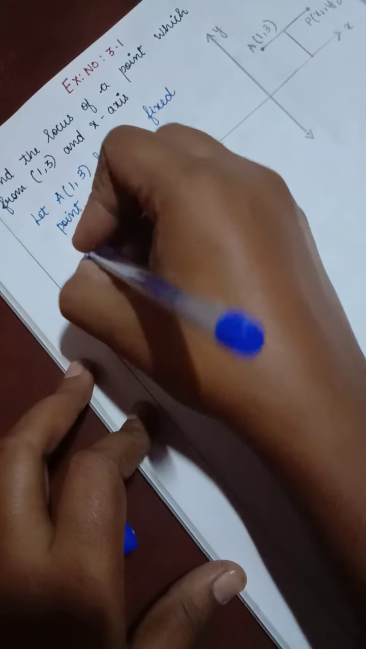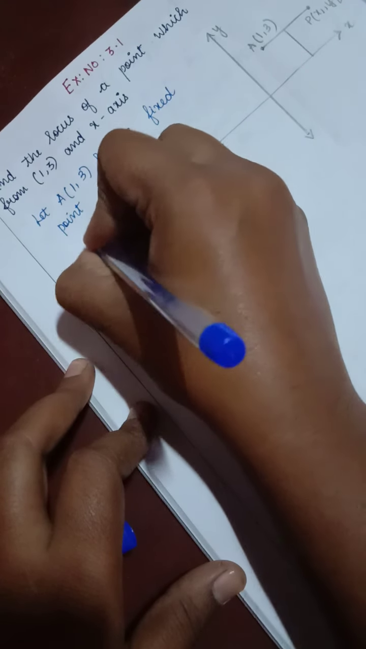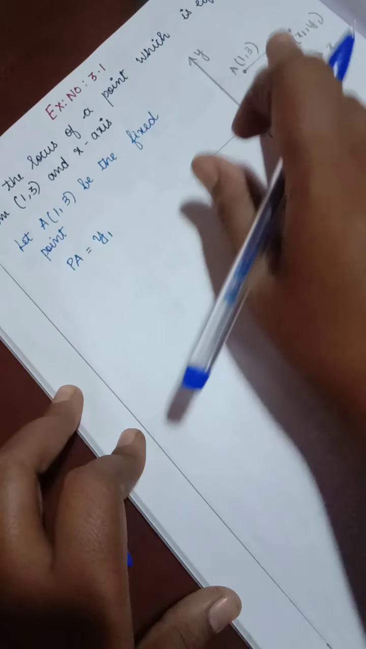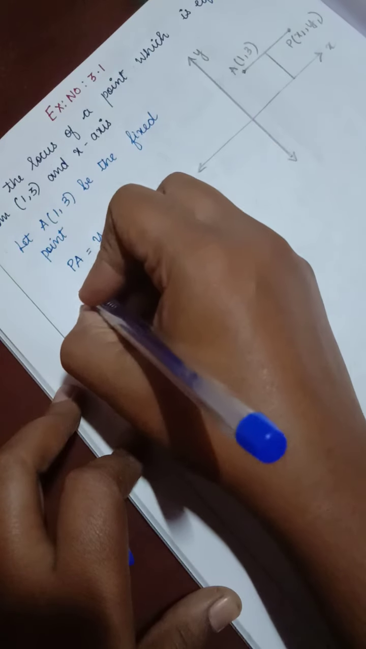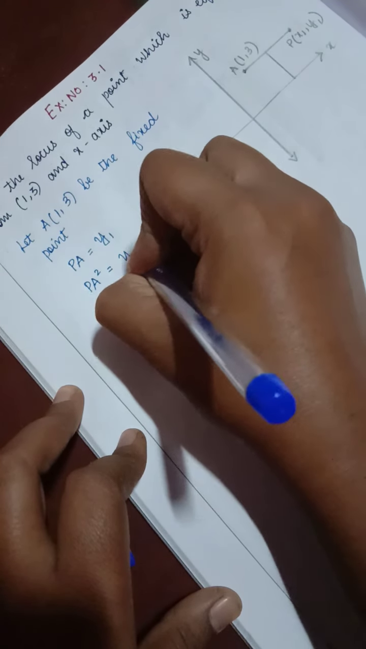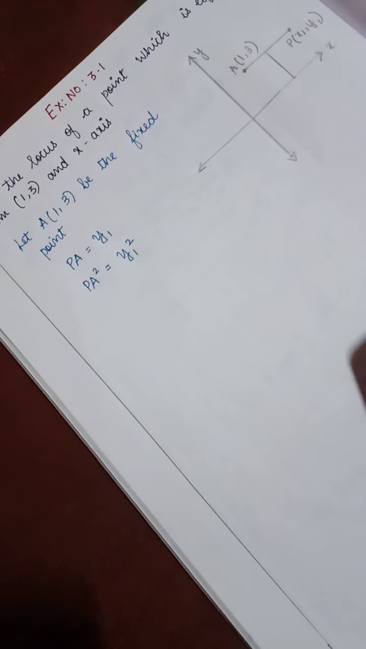Okay, so what they have given, we are just writing. Next, what they have given: PA is equal to y1. So PA is equal to, we are just assuming it as y1. Next, PA square is equal to y1 square.